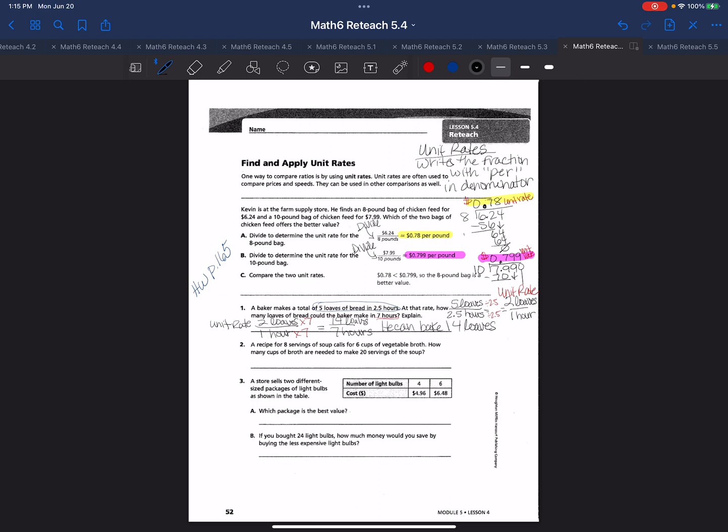A recipe of 8 servings of soup calls for 6 cups of vegetable broth. How many cups are needed of broth to make 20 servings of soup? So again, I have to find the unit rate. So the thing I'm going to take is the given information, and it's going to be 6 cups over 8 servings, because I need to have it out of 1 serving.